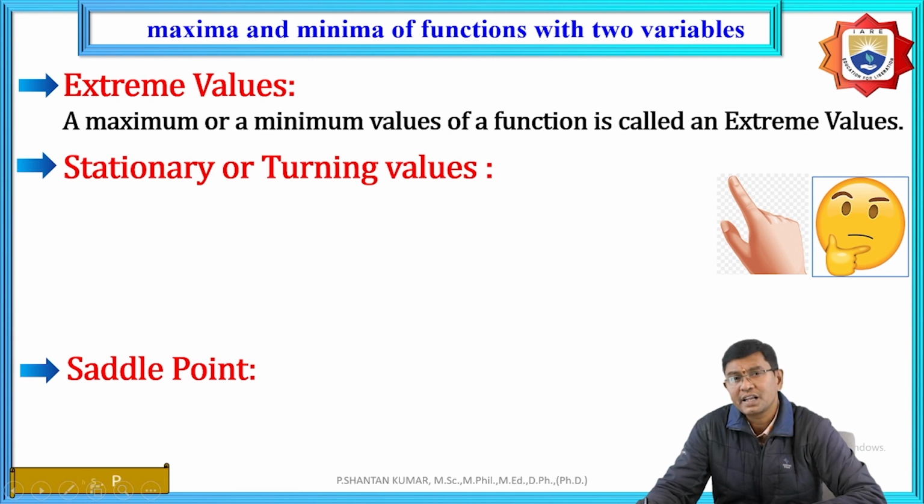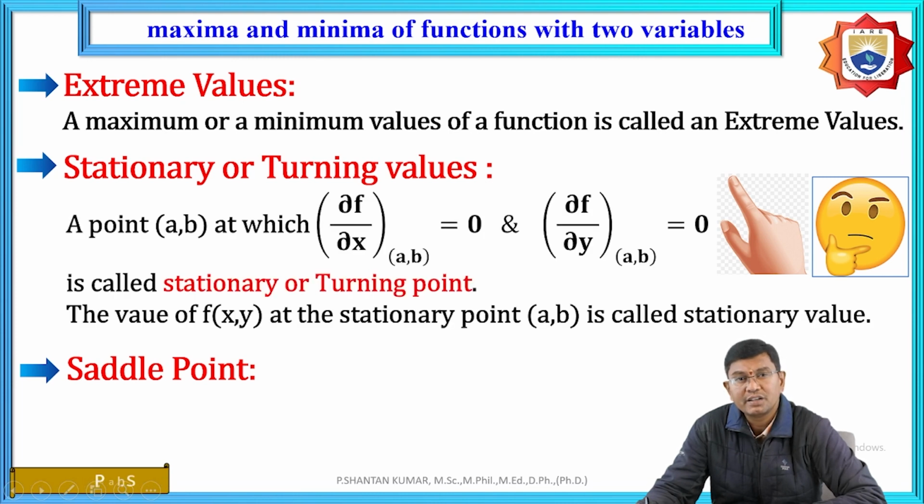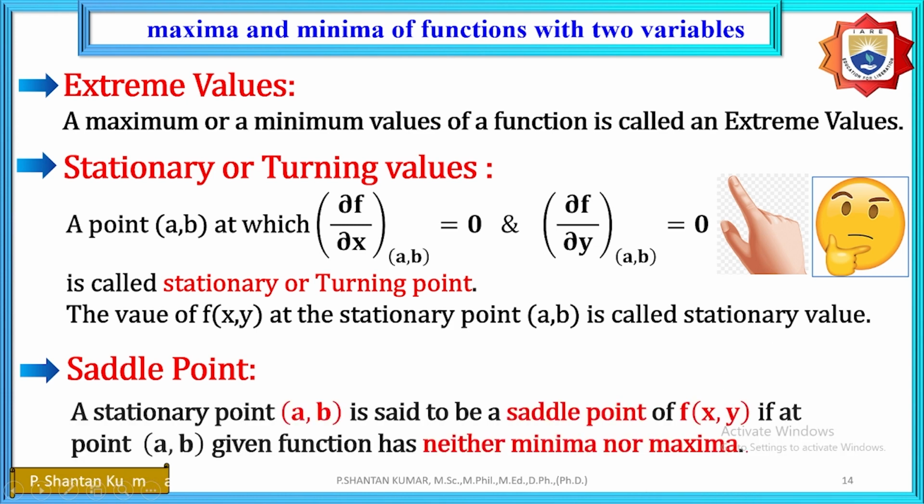And stationary values are turning values. The stationary values, or turning values, are nothing but, whatever the given function, we need to find p comma q equal to 0 by solving the first order derivatives, that is dou by dou x and dou by dou y equal to 0. By solving the two equations, we get the values. Those values are called stationary values, or sometimes turning values. And the next one is the saddle point. The saddle point is neither the maximum nor minimum of the given function at a particular stationary point.